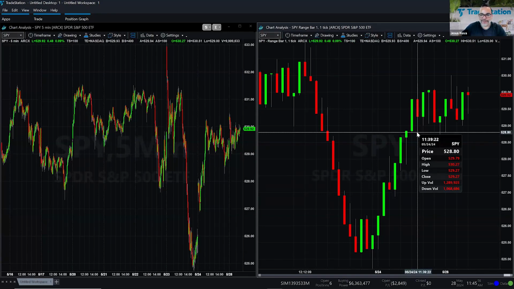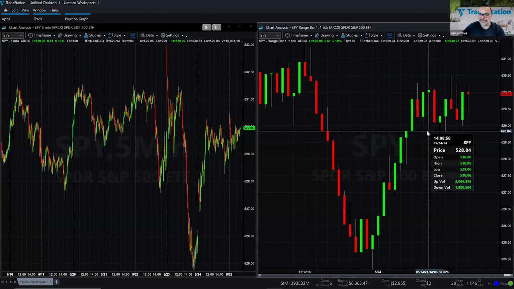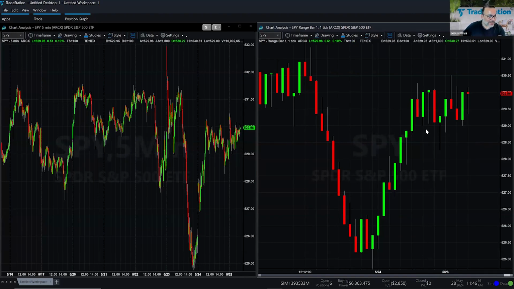529.27. Keep that in mind, 529.27. What's the opening price of the next bar? The opening price, 529.27. What's the closing price of this one? 530. What is the opening price of the next one? 530. So one closes, the other one opens at exactly the same tick. That's range. Momentum is looking for an additional tick that exceeds the range.